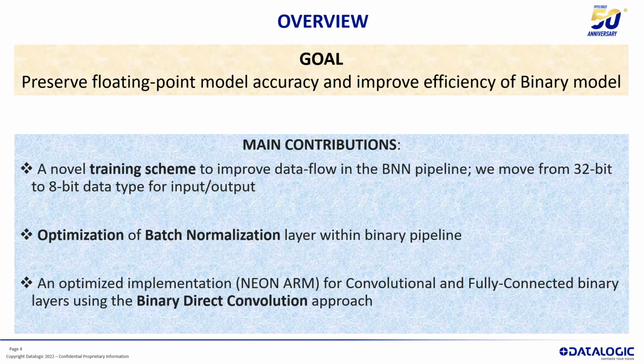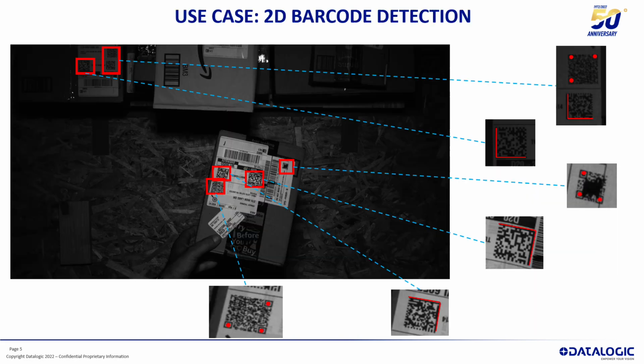To this purpose, I'm going to show you a new training scheme we developed to inject knowledge, or to compress the data of the data flow in a binary neural model, because there were still some bottlenecks there. Then the subsequent optimization of the batch normalization layer, which is useful and necessary for binary neural networks to get better accuracy. I'm also going to show you a high-performance implementation of our binary direct convolution for ARM Neon architectures.